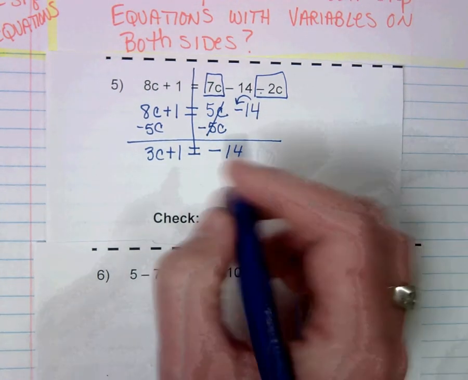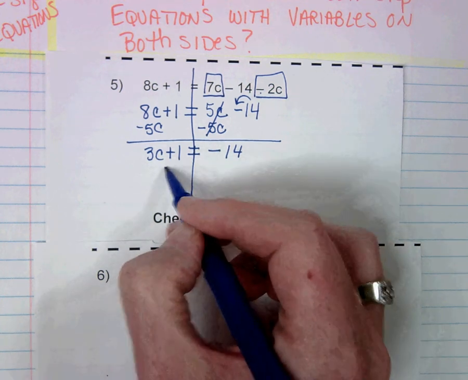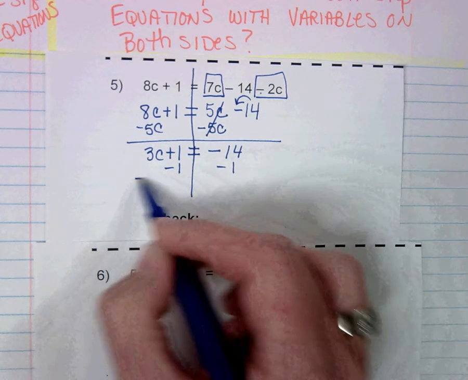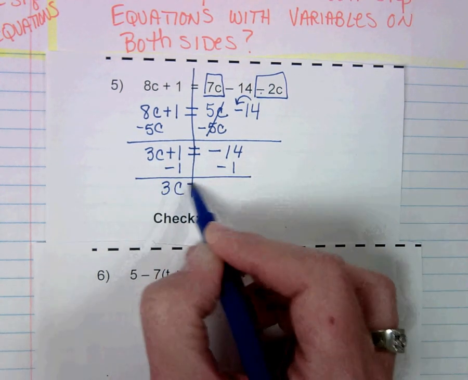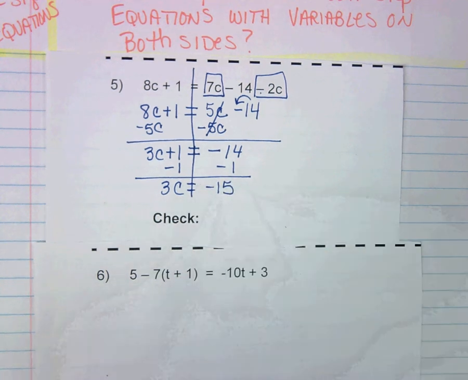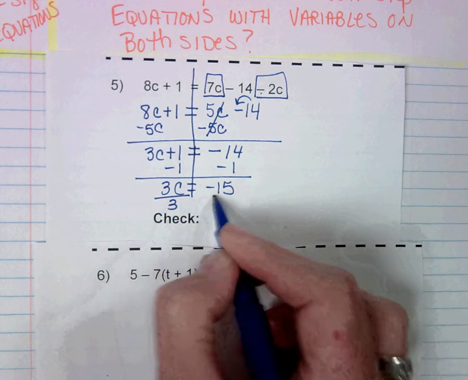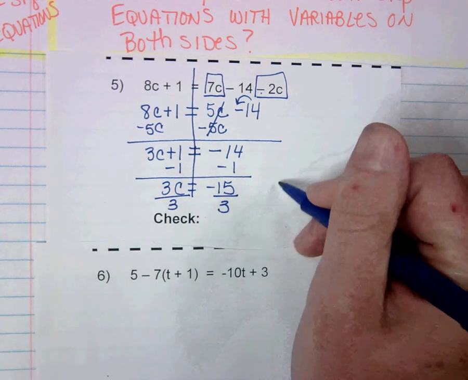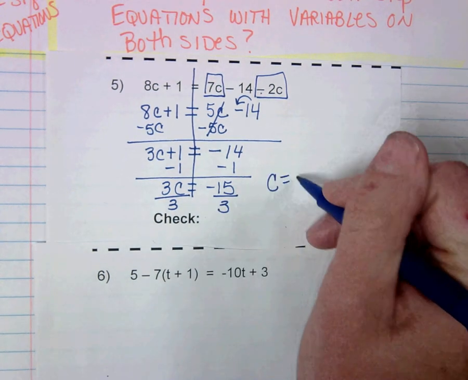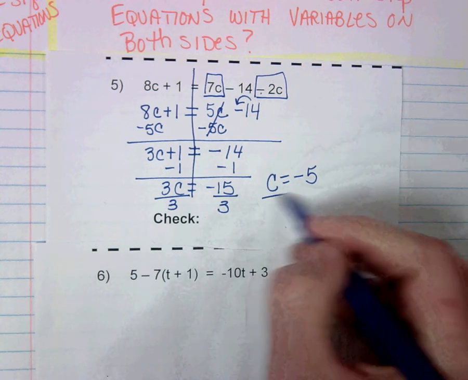Now we're ready to add or subtract our constant. So minus 1. That leaves me 3c equals negative 15. And now we're ready to multiply or divide. So divide by 3. We made it to midnight, but you haven't called me. So c equals negative 5.